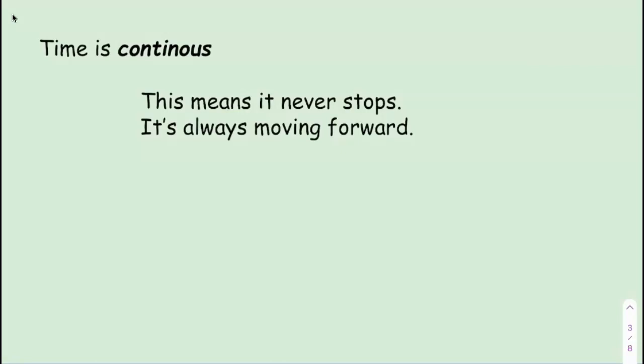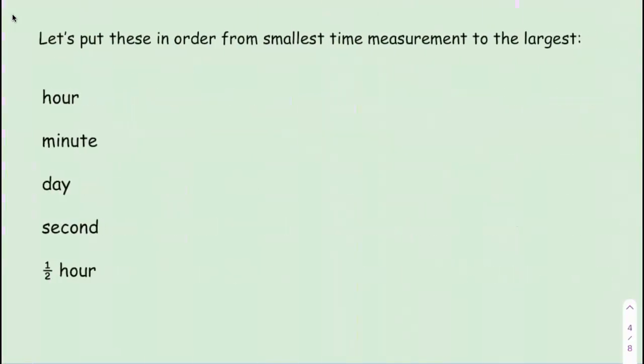So a concept that we need to understand is that time is continuous, meaning time never ever stops. It's always moving forward. And when we are timing something, the time doesn't end. We just stopped measuring the time. So time is continuous. It keeps on going.